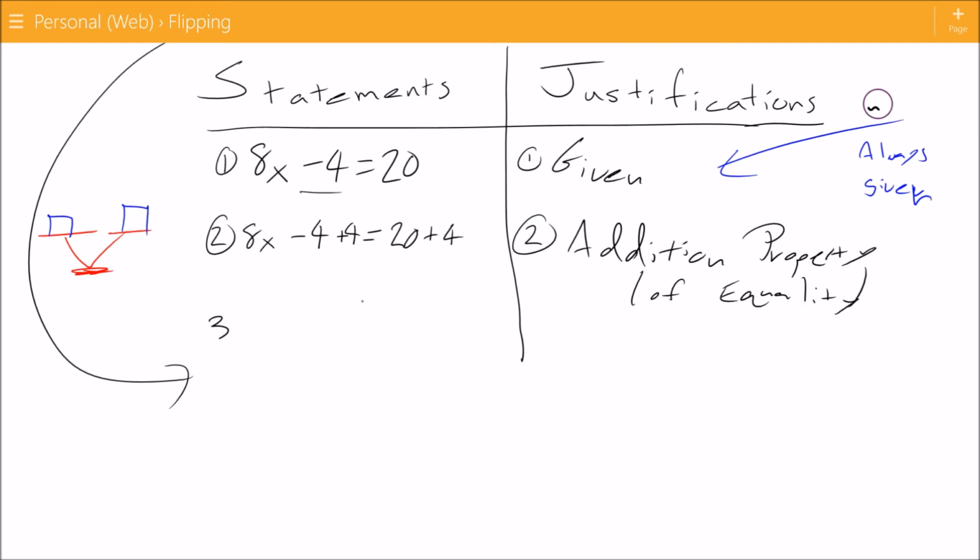My next step here would be to, we've been saying simplify, but really what we're doing is we are substituting. And so my justification for this is the substitution property.